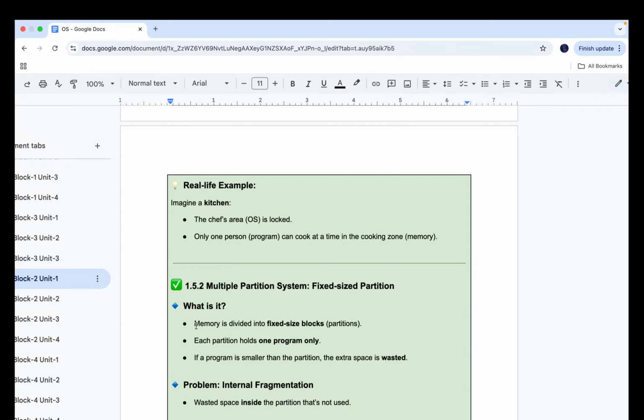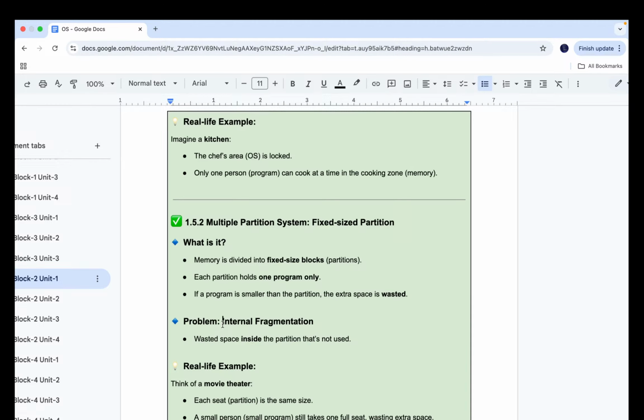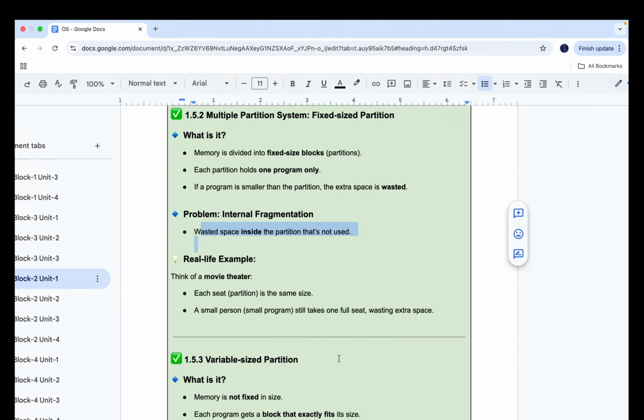Multiple partition: memory is divided into fixed size blocks. Each partition holds only one program. If a program is smaller than the partition, the extra space is wasted. What problem does this bring? Internal fragmentation, wasted space inside the partition that is not used. Think of a movie theater. Each seat is the same size.